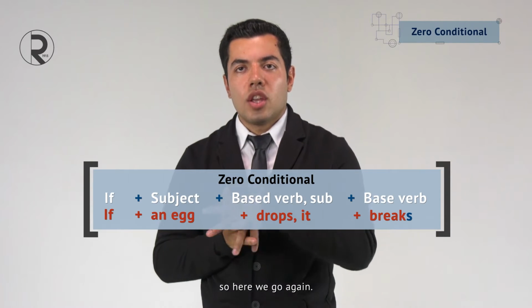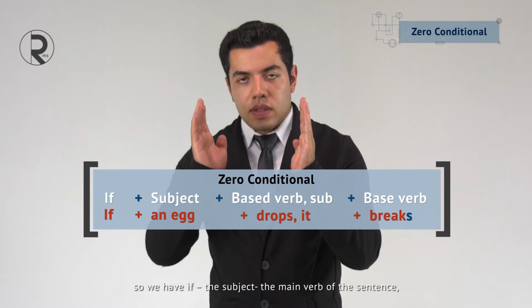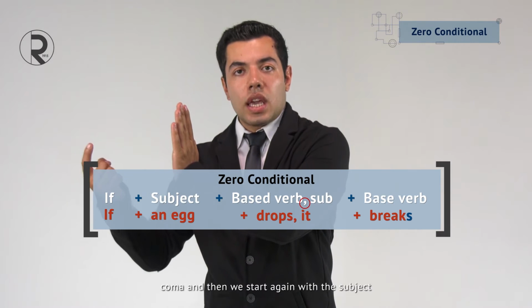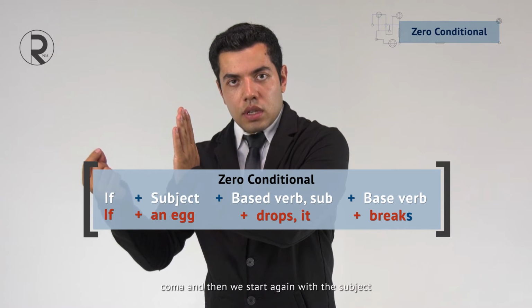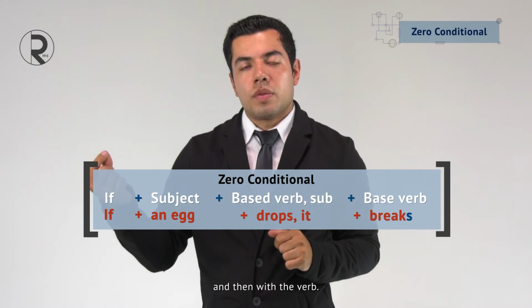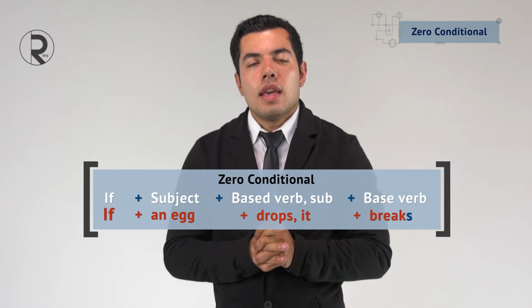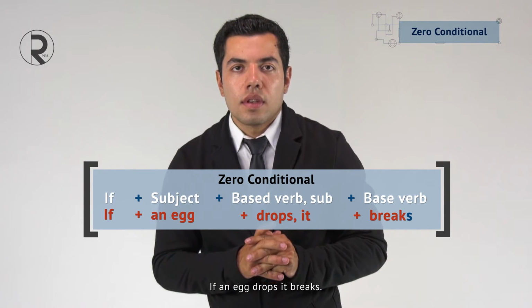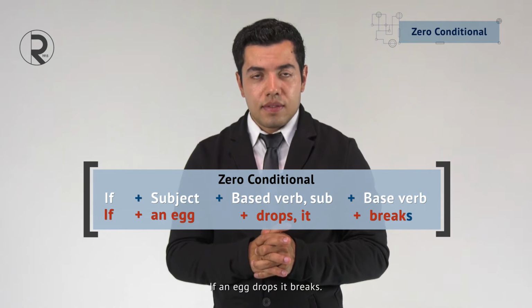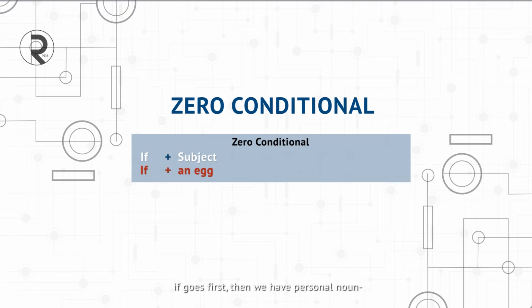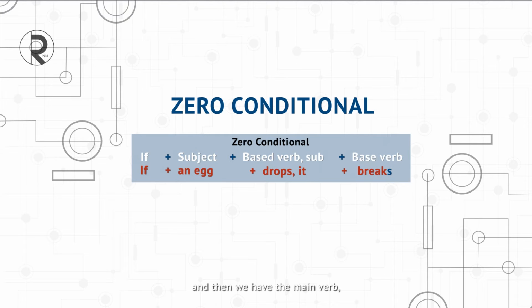So let's go, here we go again. We have if, the subject, the main verb of the sentence, comma, and then we start again with the subject and then the verb. Let me give you an example so you can see how it goes, right? If an egg drops, it will break. As you can see in those examples, if goes first, then we have personal noun, verb, a little comma, personal noun once again, and then we have main verb. That is zero conditional.